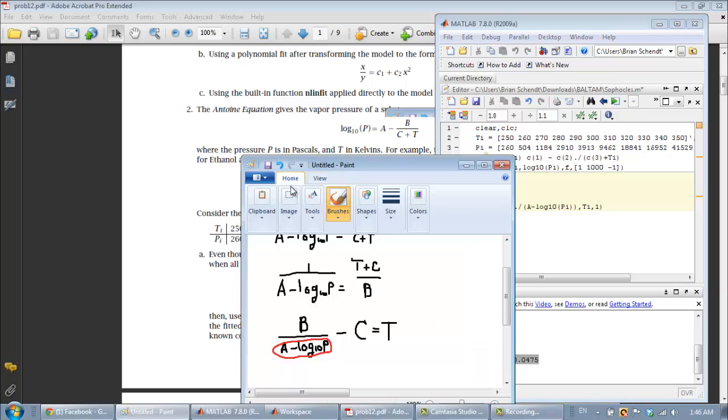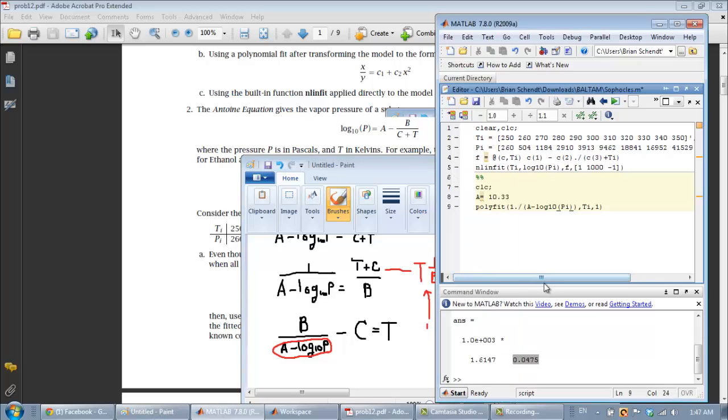So I'm going to try to do this with an actual polynomial. So how do we do that? We take this term, we make it t times 1 over b plus c over b. So that reverses it so that our dependent variable is in fact a dependent variable. So this has degree 1 and this has degree 0. Okay, so let's try that.